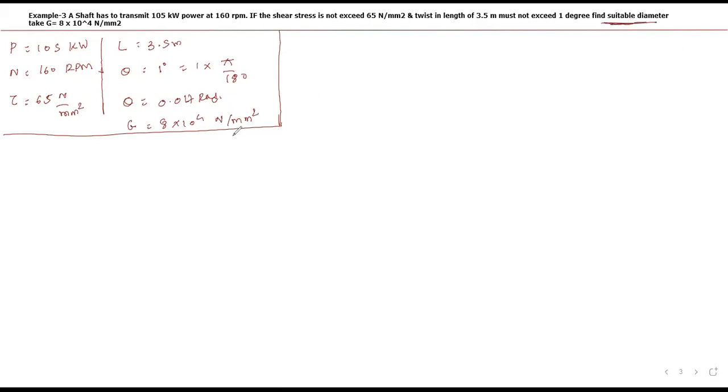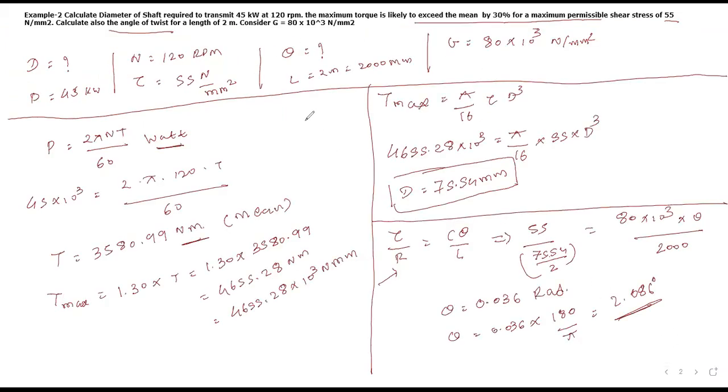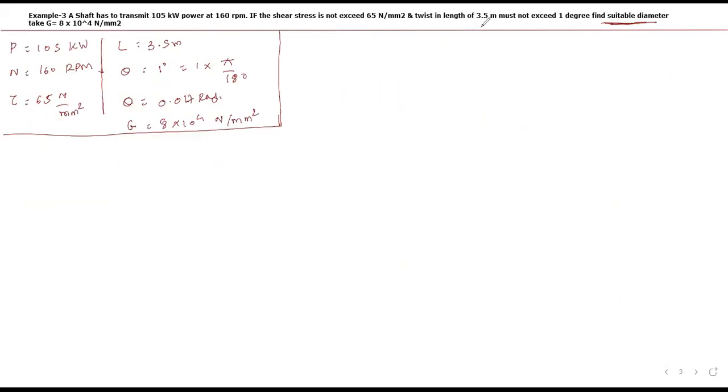Okay. So now, whenever an example is given like that, in previous examples also we needed to calculate diameter. But in the previous examples, angle of twist was not given. Yes or no? In this example, angle of twist is given and is restricted to some degree. So in this case, we need to calculate diameter based on two different criteria.